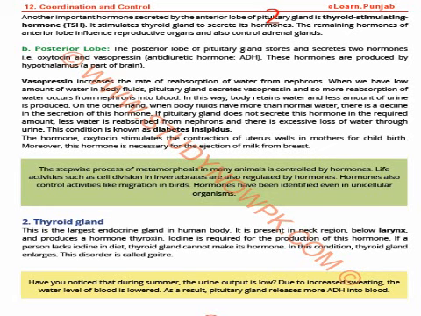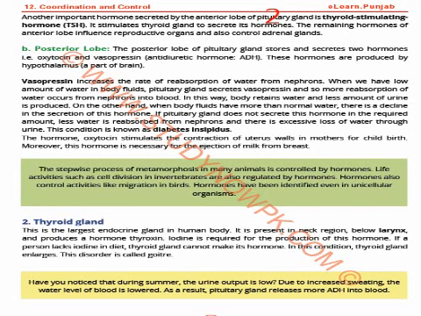The remaining hormones of the anterior lobe influence the reproductive organs, and they also control the adrenal glands. Remember, the reproductive organs are the ovaries and the testes, and the adrenal glands are present with the kidneys. Okay, the posterior lobe of the pituitary gland stores and secretes two hormones. The first one is vasopressin, and the next one is oxytocin.